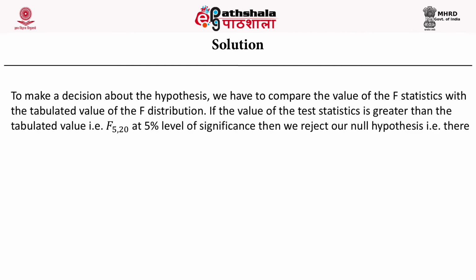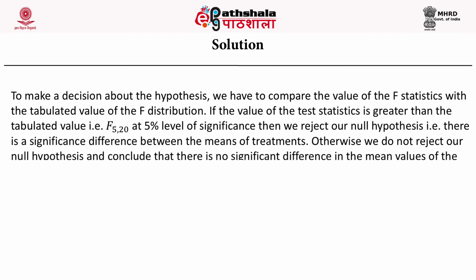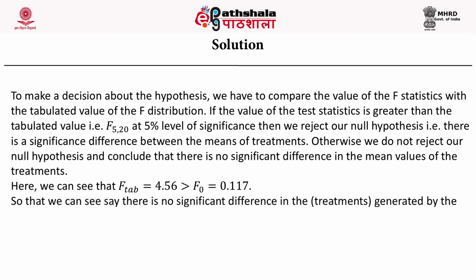If the value of the test statistic is greater than the tabulated value at 5% level of significance, then we reject our null hypothesis, that is, there is a significant difference between the means of treatments. Otherwise, we do not reject our null hypothesis and conclude that there is no significant difference in the mean values of the treatments. Here we can see that the F tabulated value, which is equal to 4.56, is more than 0.117. So we can say that there is no significant difference in the treatment generated by the combination of operators and raw materials.